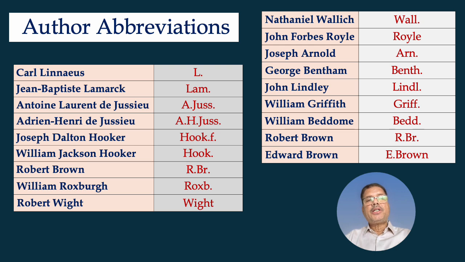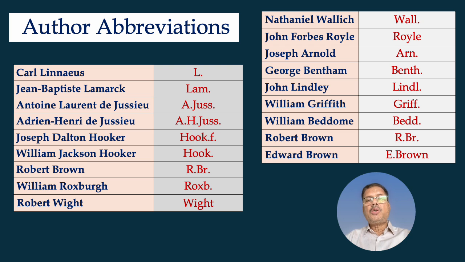In botanical literature, the names of plant authors are often presented in abbreviated form, each with a long history of taxonomic contribution. The journey begins with Linnaeus, whose abbreviation L. stands at the foundation of modern botanical nomenclature. Following him is Jean-Baptiste Lamarck, cited as Lam., and the influential taxonomists Antoine Laurent de Jussieu and Adrien Henri de Jussieu, represented by A. Juss. and A.H. Juss., respectively.